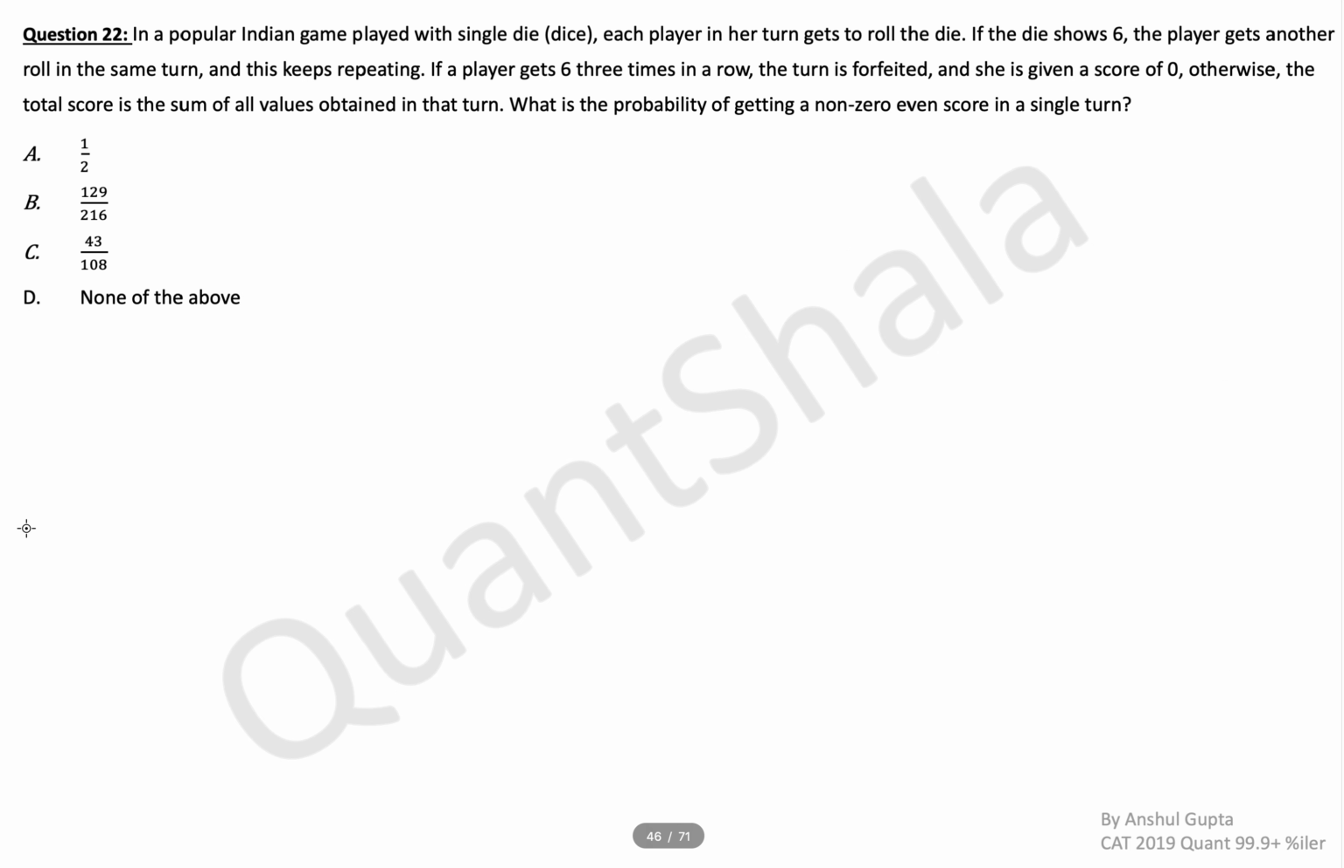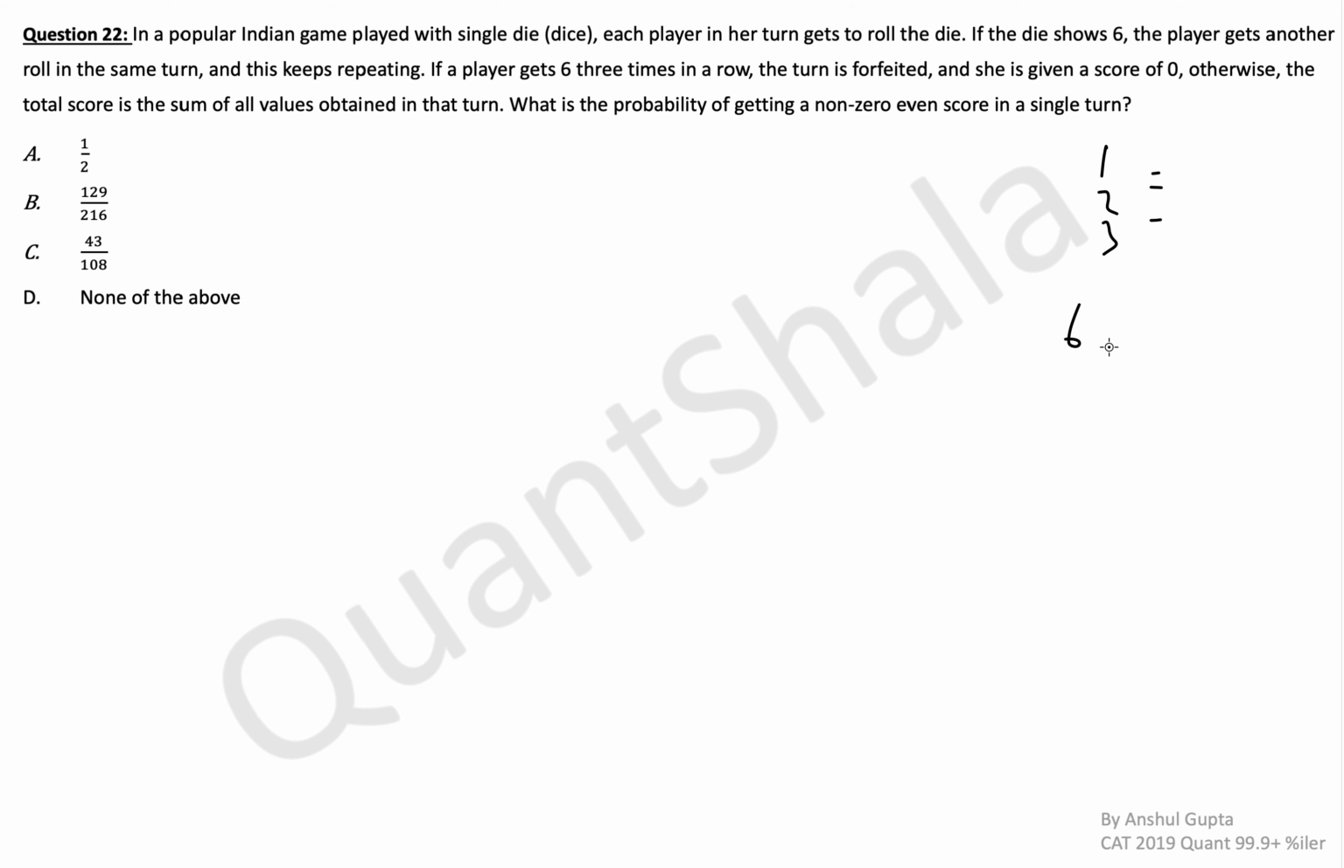Okay, so this game is on Ludo. Most of you will have played Ludo. In a popular Indian game played with a single dice, each player in her turn gets to roll the dice. If the dice shows 6, the player gets another roll in the same turn, and this keeps repeating. So while the person is getting 6, she keeps on getting more rolls. If a person gets 6 3 times in a row, the turn is forfeited and she is given a score of 0. Okay, so if she gets 1, 2, 3, the turn ends there.